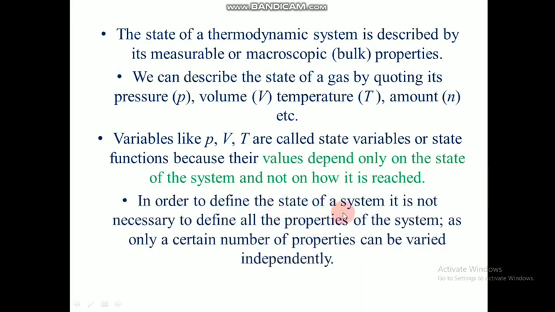In order to define the state of a system, it is not necessary to define all properties of the system, as only a certain number of properties can be varied independently. So if we keep one or two of them constant, the other term is fixed. We have done such reactions in states of matter also. So we don't have to define everything, because if we keep one or two of them constant, we can identify the other terms. Only a certain number of properties can be varied independently. So independent variation is difficult in state variables.